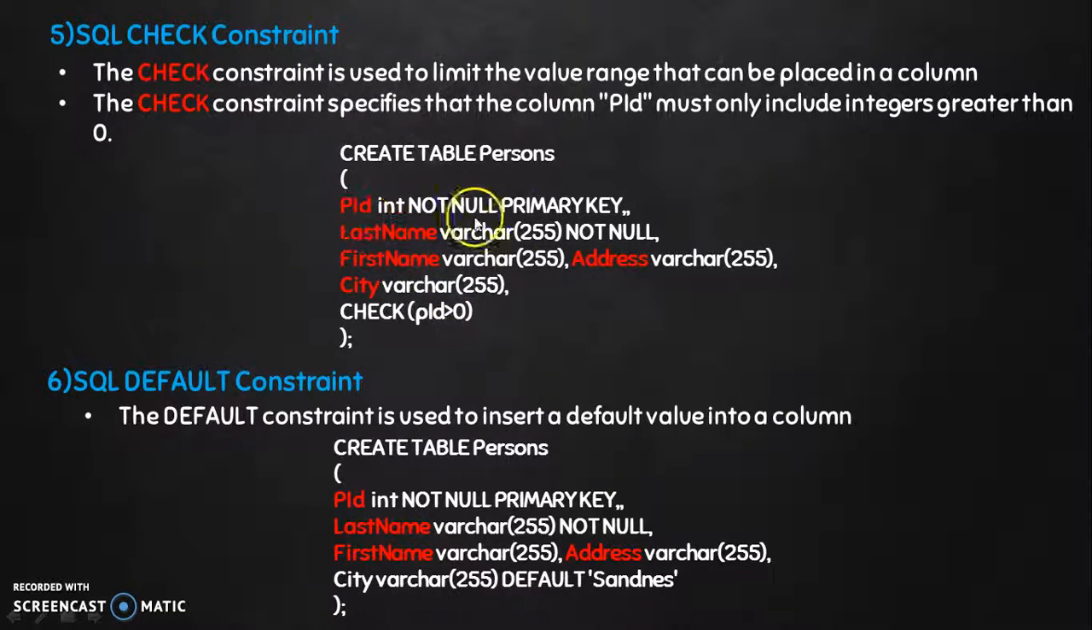So PID is actually a primary key. It is also not null. Actually, we have two different types of constraints already applied to the PID. Again, we are applying the check constraint.